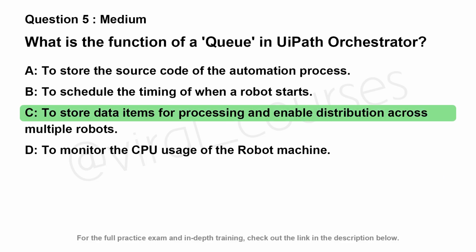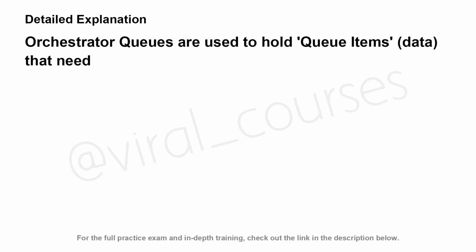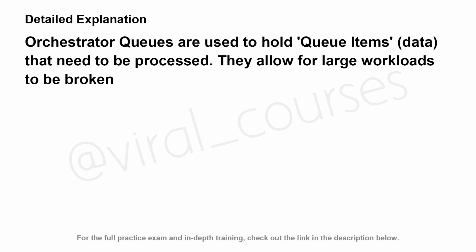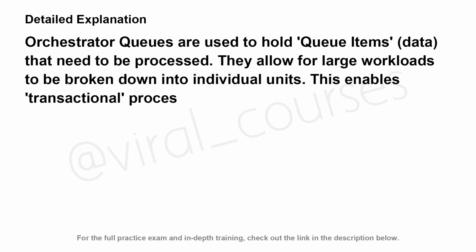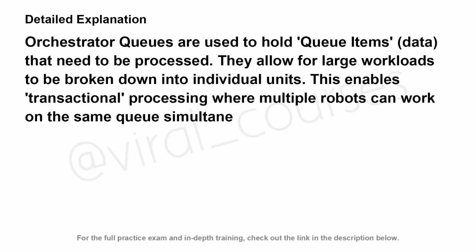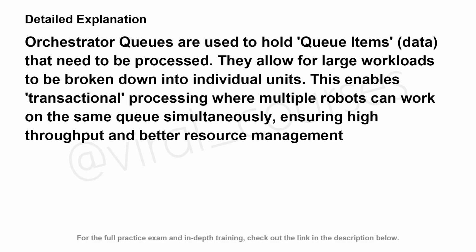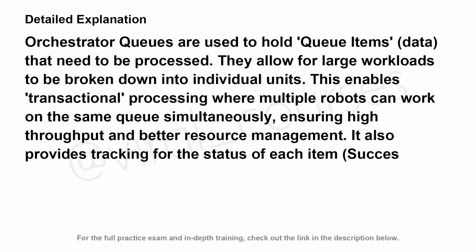The correct answer is C. Orchestrator queues are used to hold queue items, data, that need to be processed. They allow for large workloads to be broken down into individual units. This enables transactional processing where multiple robots can work on the same queue simultaneously, ensuring high throughput and better resource management. It also provides tracking for the status of each item. Successful, failed, retried.